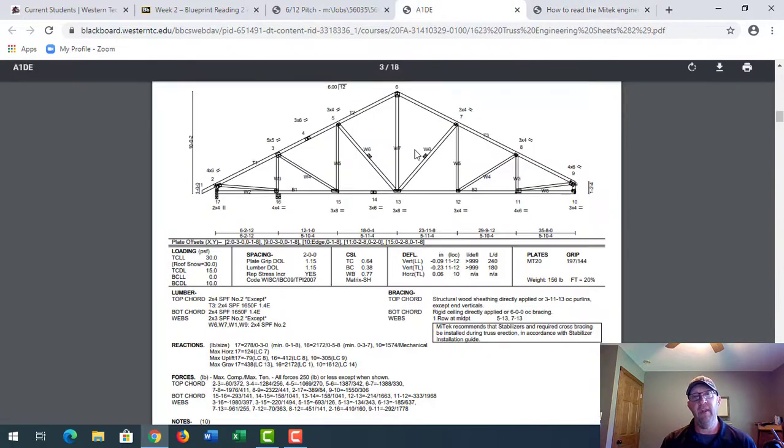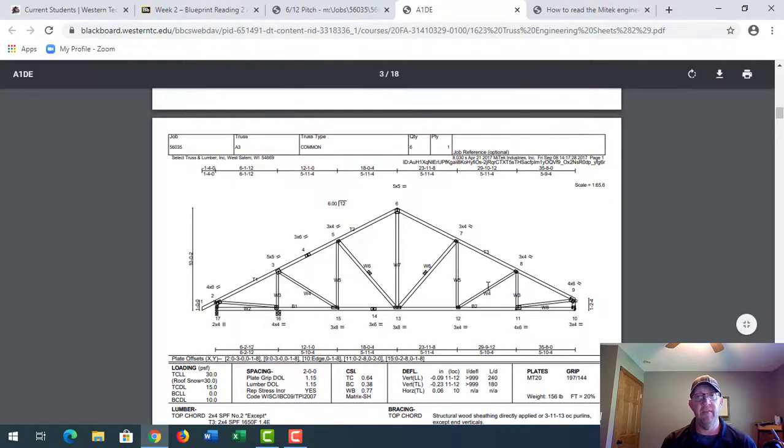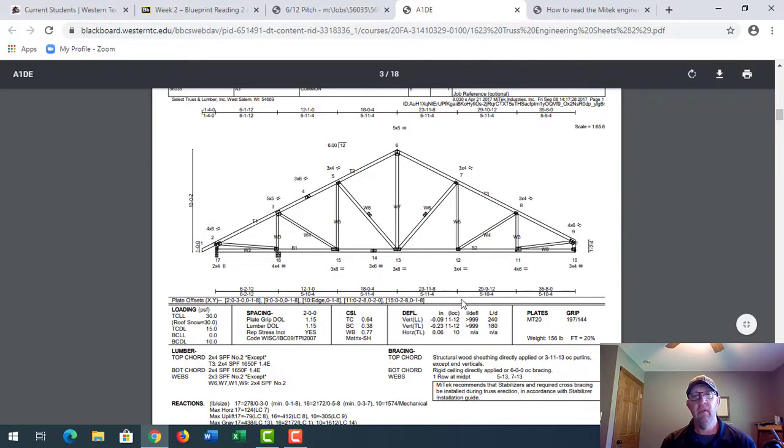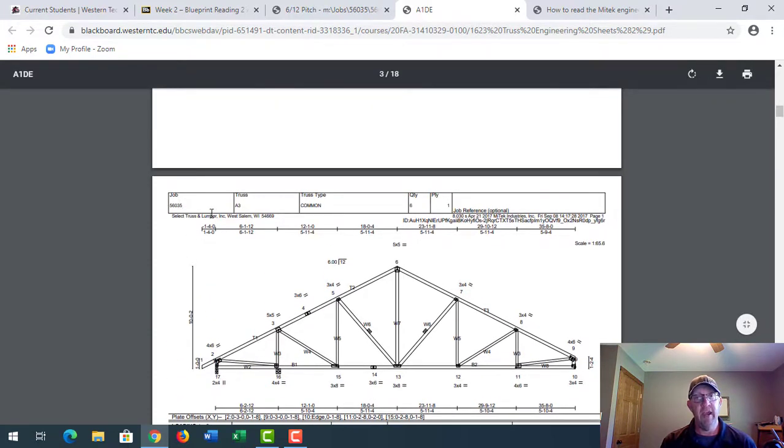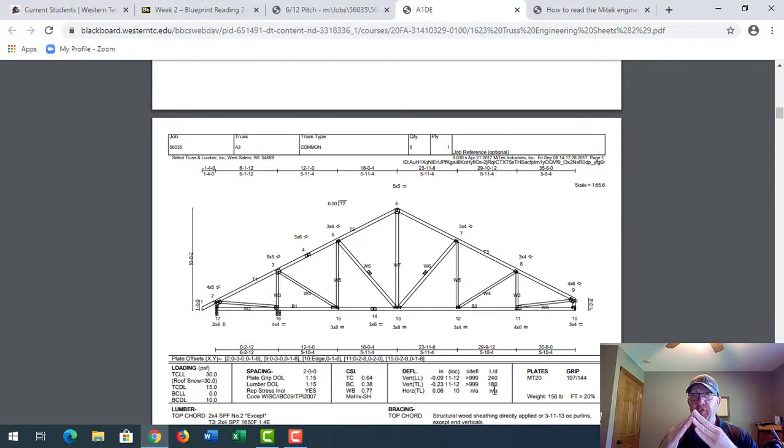So here's an example of a truss right here. This is 1623 Liberty Street, which you will see in your folder as an example. So here I have the job number, the truss, which is A3, truss type. It's a common truss. So if you look at this truss, I'm sure you've already guessed by now, it's a gable truss. A common is a gable.